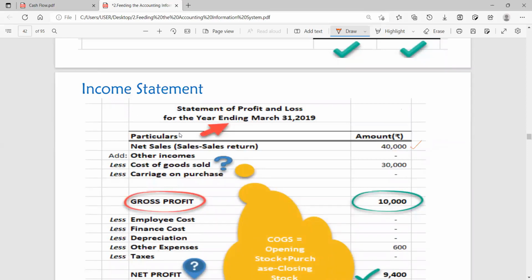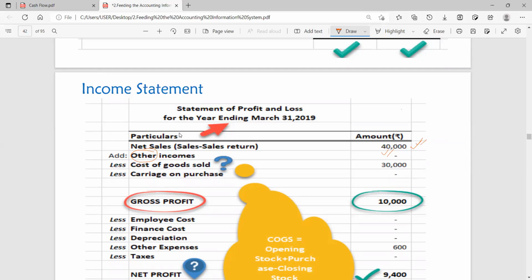If there is any other income, let's say some money we have deposited in the bank and we are receiving interest from the bank, that is not our sale income. This is basically our side income. So if at all we have any side income, we will take it as other income. We add it to our core income, that is sales.